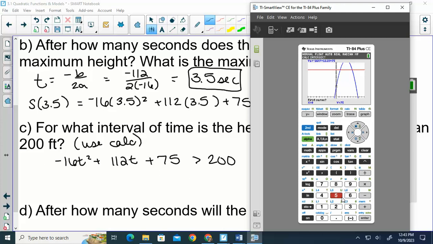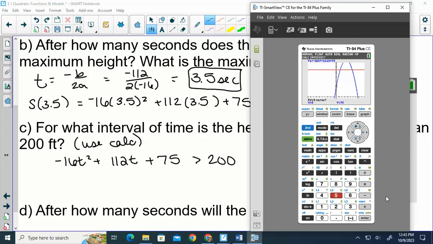So there's our parabola. There's the line. So we're trying to find where those meet. So we go to second, trace, intersect, number 5. Now, it's going to ask me questions. So you'll see at the bottom it says first curve. Your calculator will automatically do that, so all you have to do is hit enter.